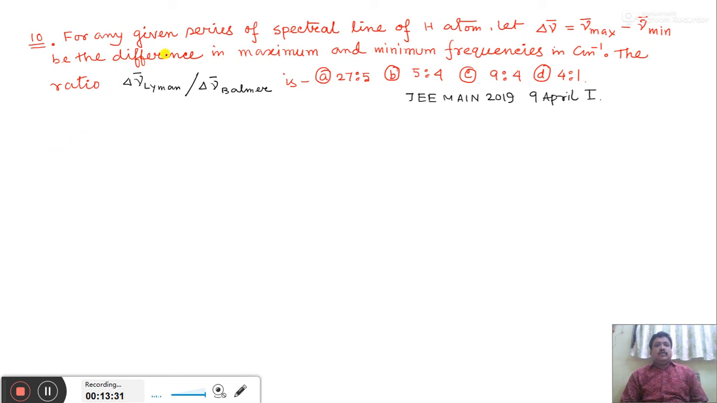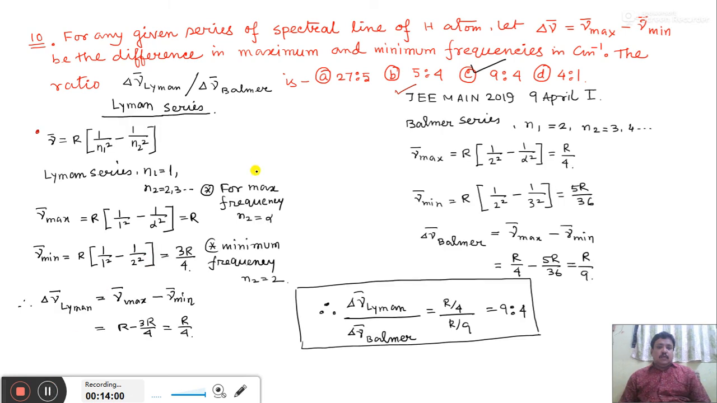Now the last problem is: for a given series of spectral lines of the H atom, let Δν̄ = ν̄ max − ν̄ min be the difference in maximum and minimum frequency in cm⁻¹. Then calculate the ratio of Δν̄ Lyman by Δν̄ Balmer. This question comes in Joint Entrance Examination Main 2019. The solution of the question is given below, where Δν̄ Lyman by Δν̄ Balmer is obtained as 9 by 4. So option C is right.